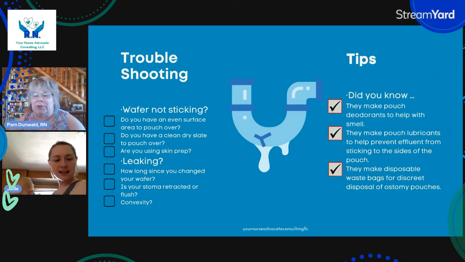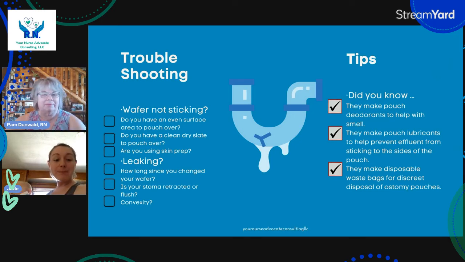The last tip you talked about was disposable waste bags for discreet disposal of ostomy pouches. I'm telling you, they come up with everything, Pam. They have disposable bags. When having a baby, they make sassy sacks so you can disguise poopy diapers when you're out in public, because of the smell or whatever. Well, they have the same thing for this. They don't call them sassy sacks, they call them disposable waste bags, but it's kind of the same thing. You can put your pouch into this bag, tie it up, and throw it anywhere, and it helps disguise the smell and the looks of it.